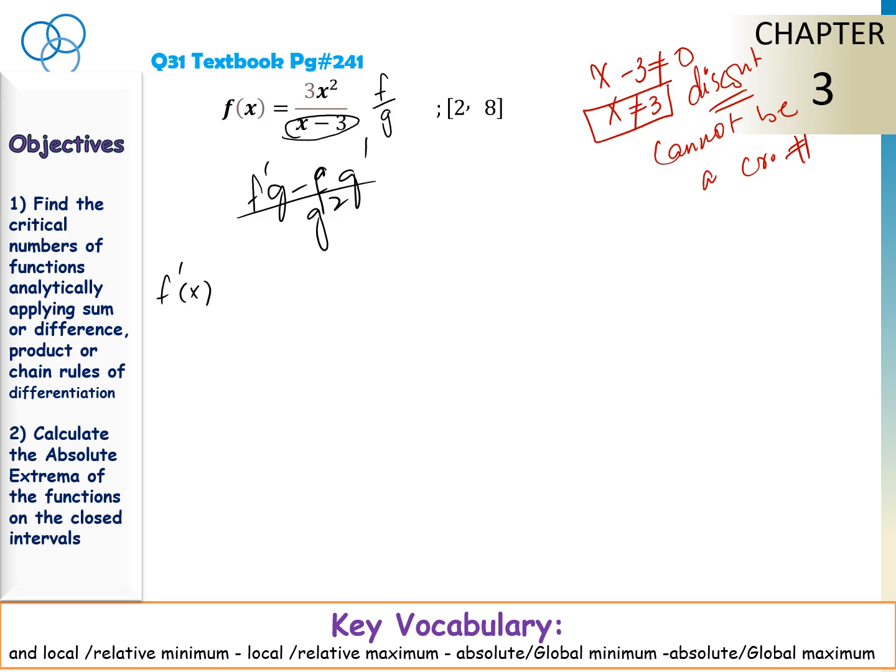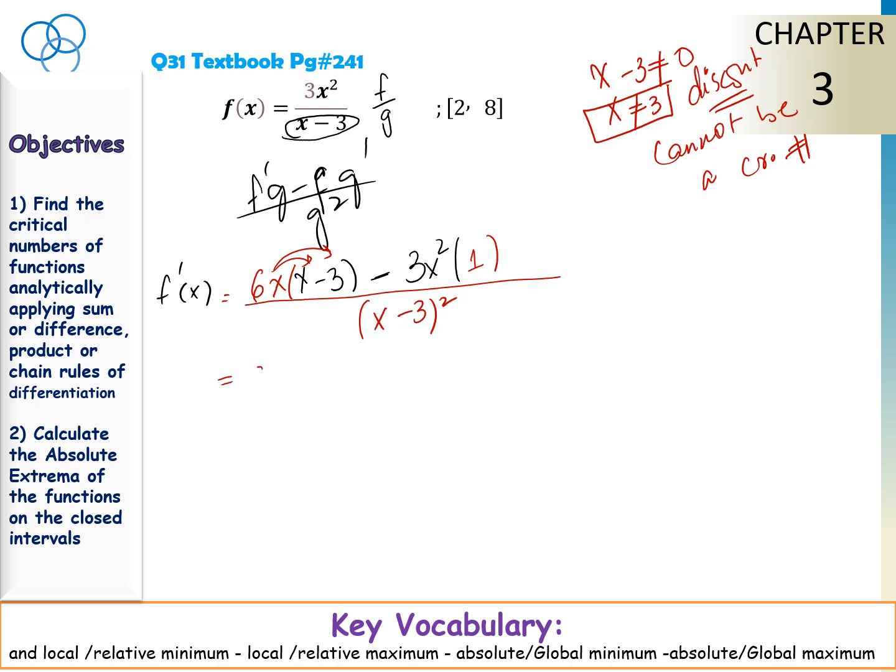Okay, so f prime of x equals, now find the derivative. The derivative of 3x squared is 6x. Write g as it is, that is x minus 3, minus f, written as it is, 3x squared, and g prime, the derivative of x minus 3, is 1, divided by g squared, x minus 3 whole squared. Open the bracket.